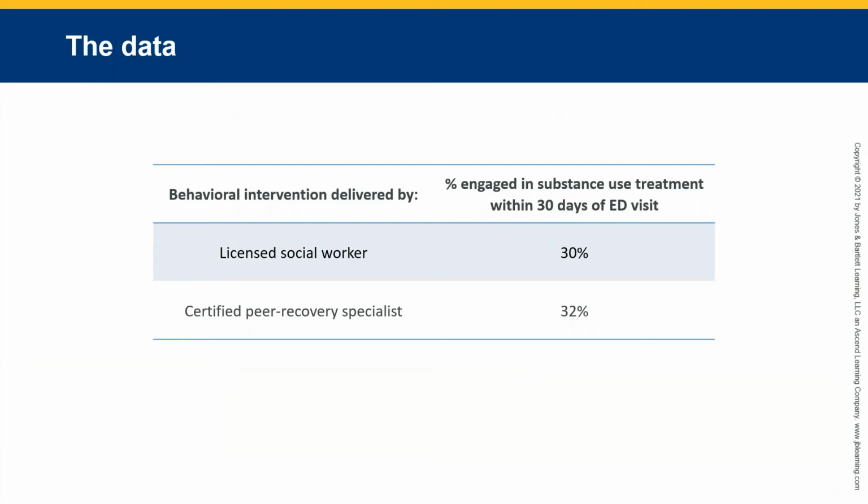And so here are the data that we want to look at, and now get students to think about, okay, what is the setup here for doing a statistical test? We have 2 independent groups. The participants were either assigned to see a licensed social worker, or assigned to meet with a certified peer recovery specialist, one or the other. So these are two independent groups. And then our outcome was whether they engaged in substance use treatment within 30 days of their visit.